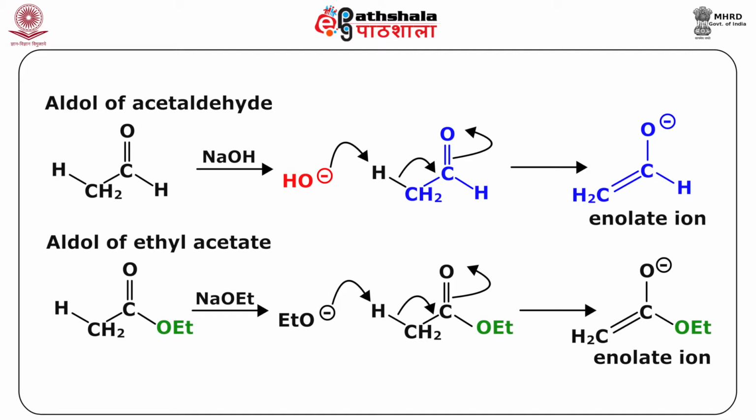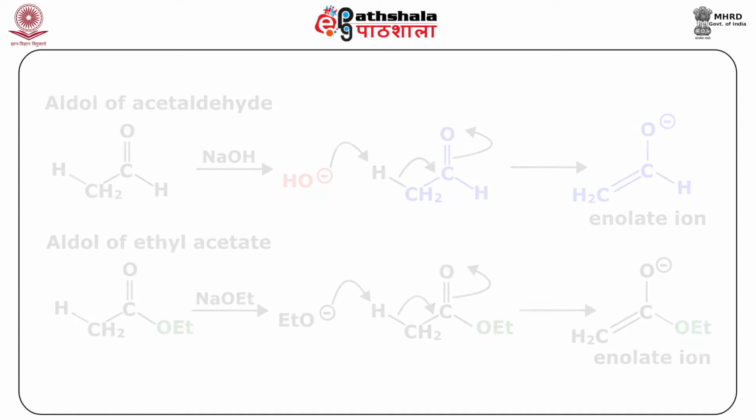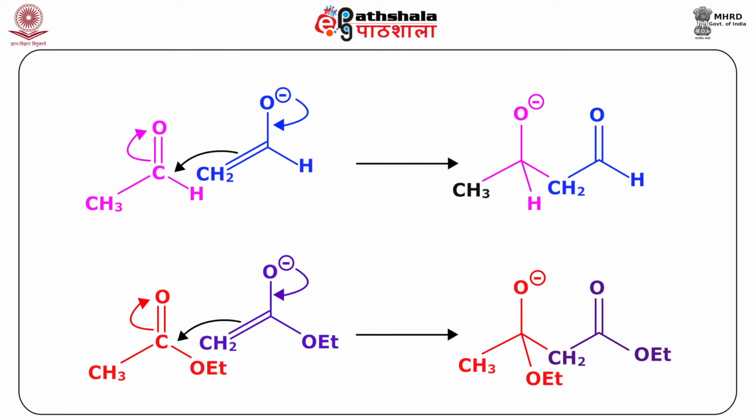In acetaldehyde, as you can see here, the abstraction is done by OH minus as the base, and the difference in case of ethyl acetate is that the ethoxide ion abstracts the alpha hydrogen to generate the corresponding enolate ion. The next step in both the cases is again similar. It is the nucleophilic attack by the enolate ion on the unenolized carbonyl compound or the ester.